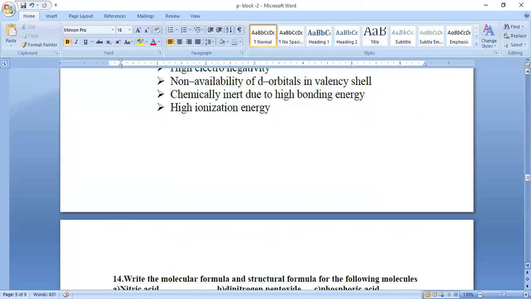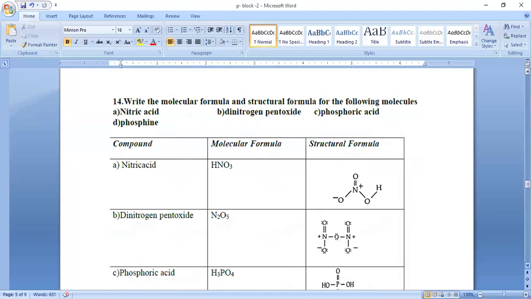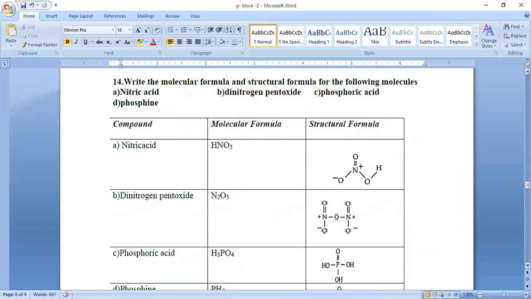So next, question number 14. Write the molecular formula and the structural formula for the following compounds. First one, nitric acid. The formula is HNO3. Next, this is the structure of HNO3.